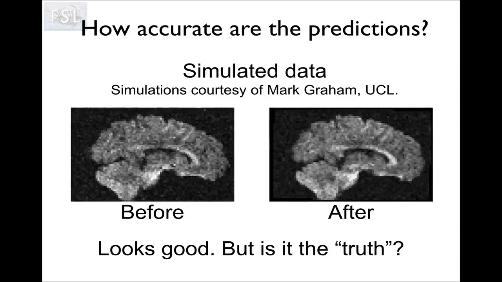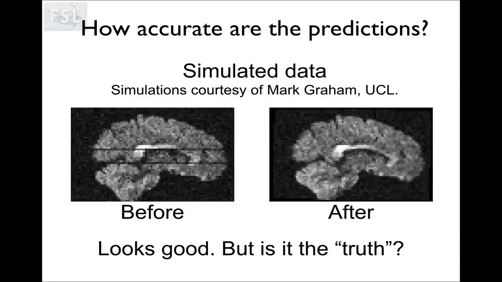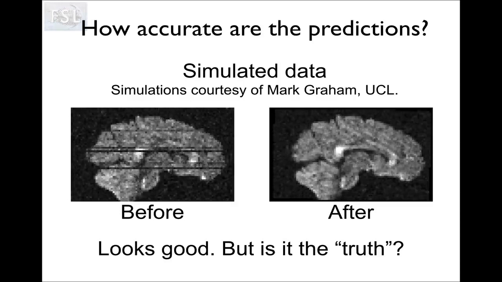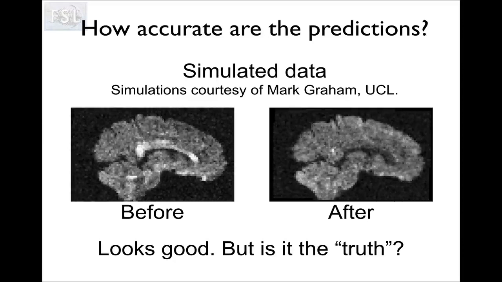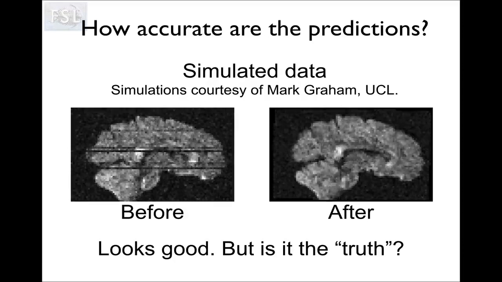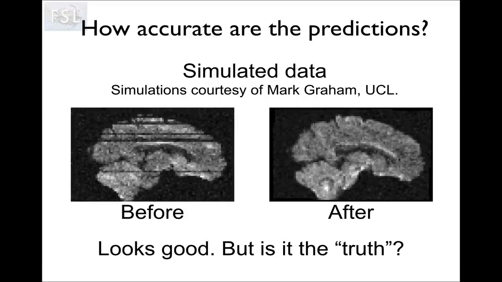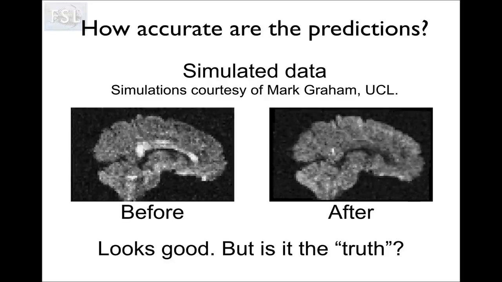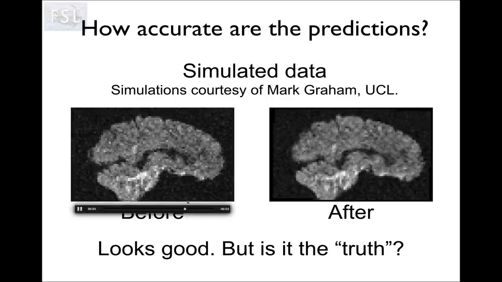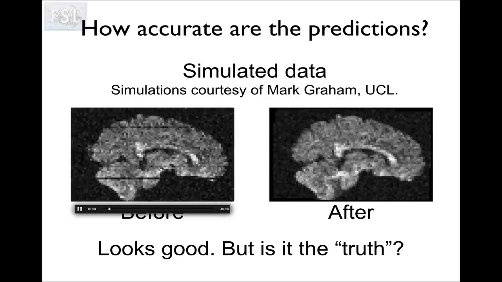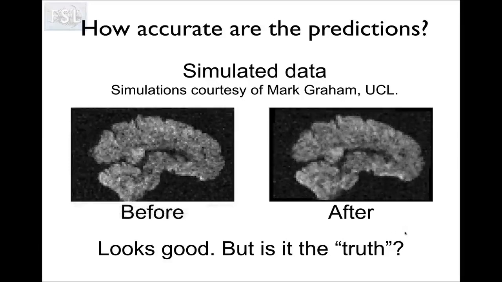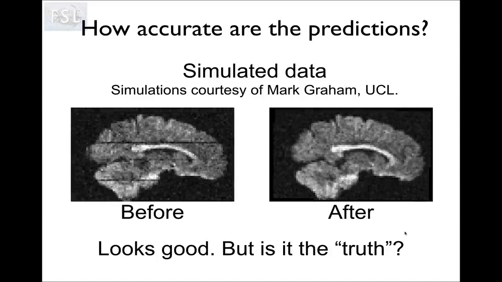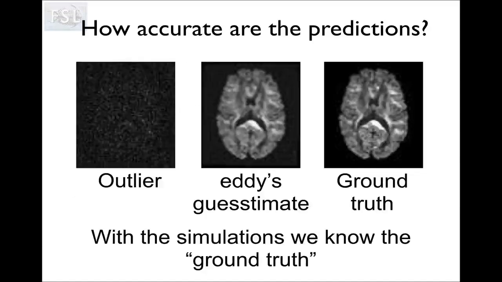And so how accurate are these predictions? What I'm presenting here is some simulated data, simulated using something called POSSUM, which is a very, very advanced MR simulator. And what we have here is simulated diffusion data with occasional outlier slices, and we can see before and after outlier replacement. And this looks good, but is it the truth?